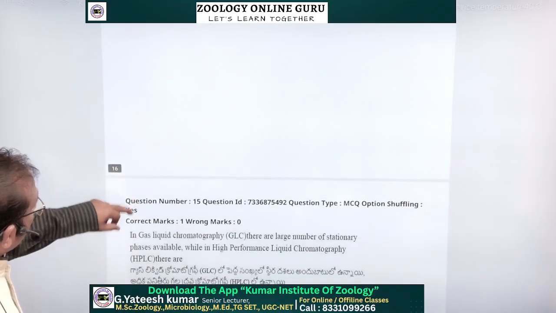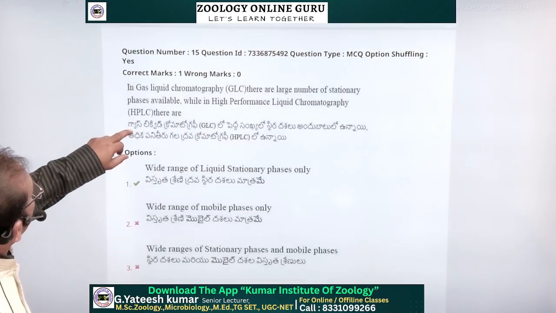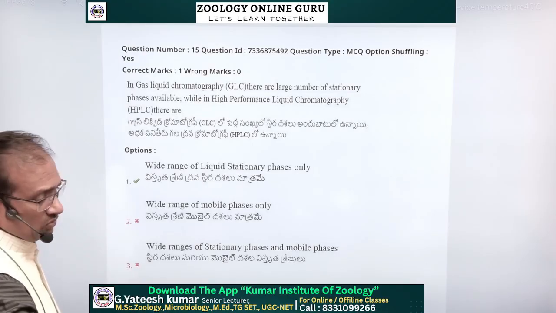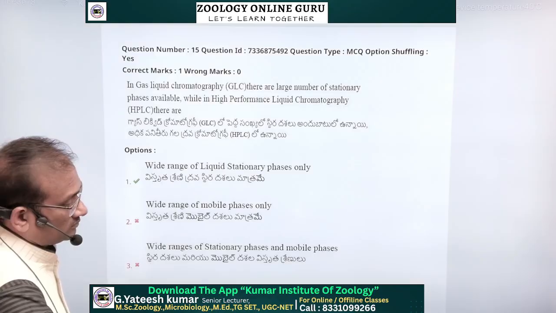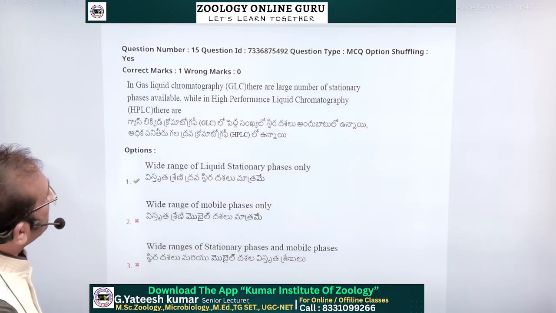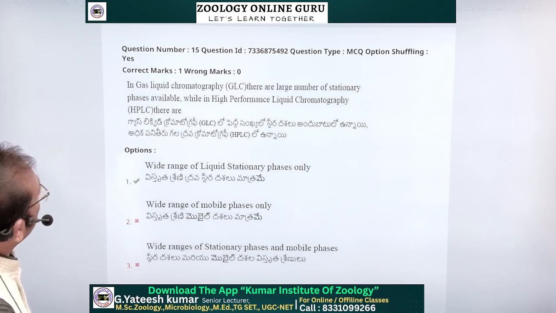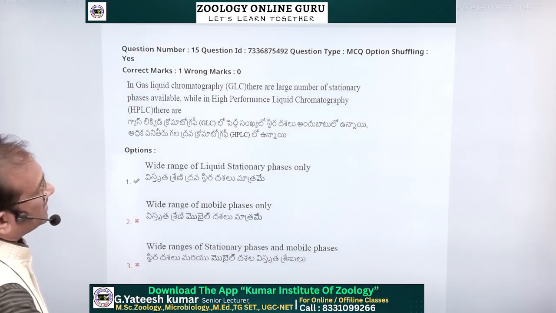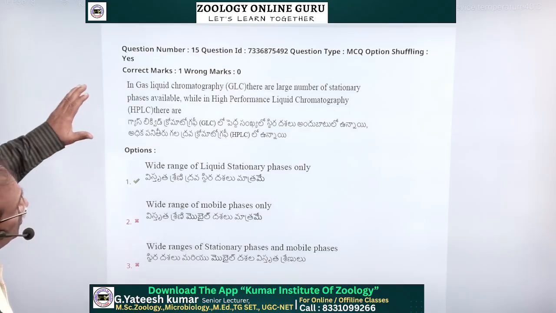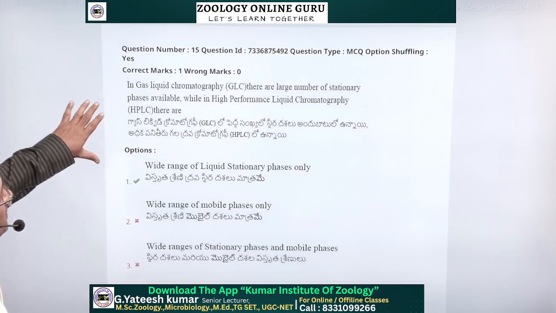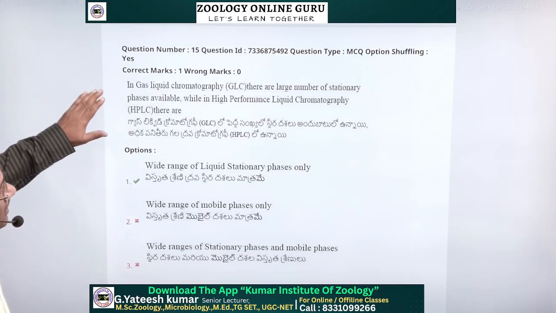Next question. In gas liquid chromatography, GLC, there are a large number of stationary phases available, while in high performance liquid chromatography, HPLC. This is a question about chromatography that we never expected in a zoology question, but it is most important for the separation of molecules based on their color.